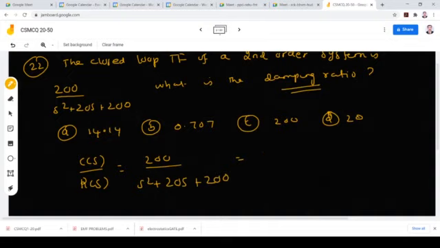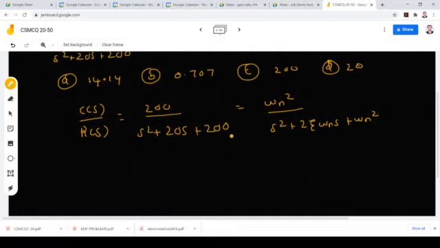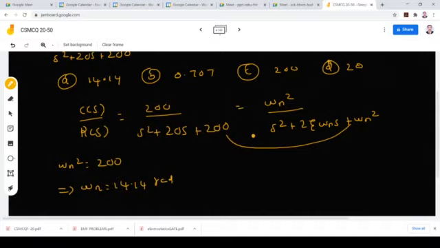In order to find that, compare with the general equation for a second order system, that is given by omega n squared divided by s squared plus 2 zeta omega n s plus omega n squared. Clear? So compare these two. This indicates omega n squared is equal to 200. This implies omega n is equal to 14.14 radian per second. They ask simply for the damping ratio, so we find that only. 2 zeta omega n is equal to 20.